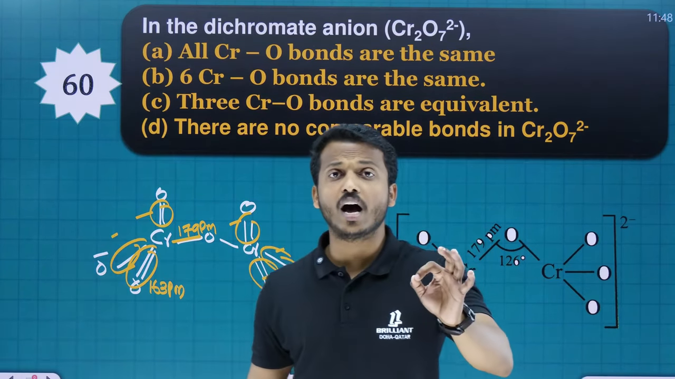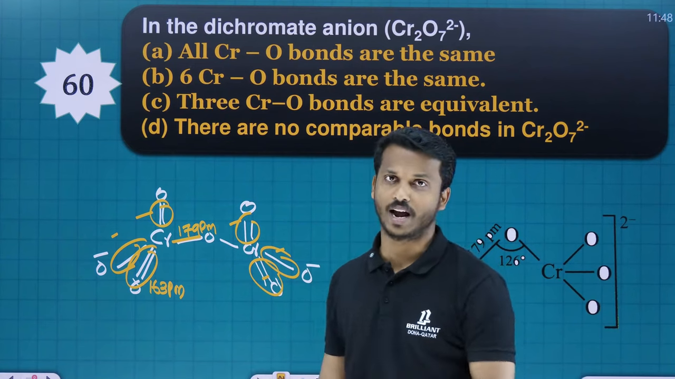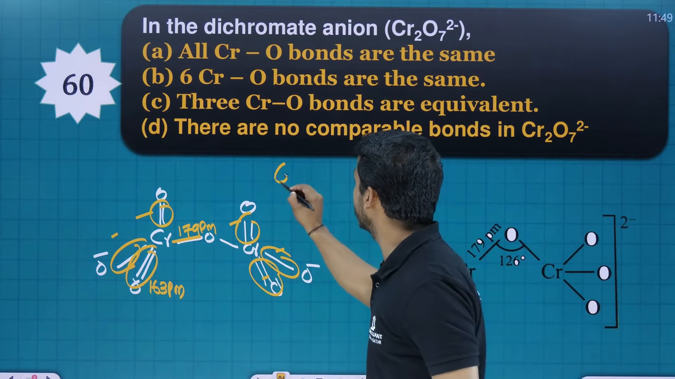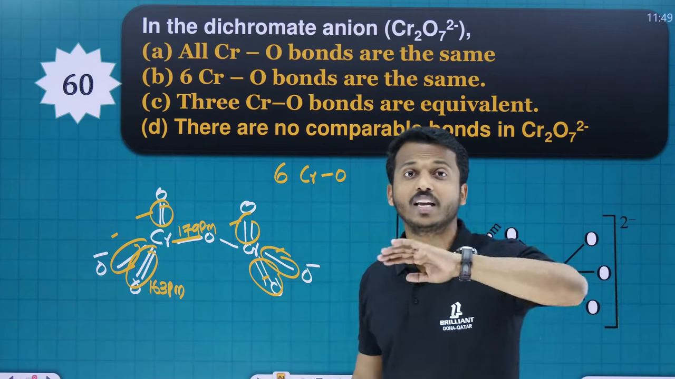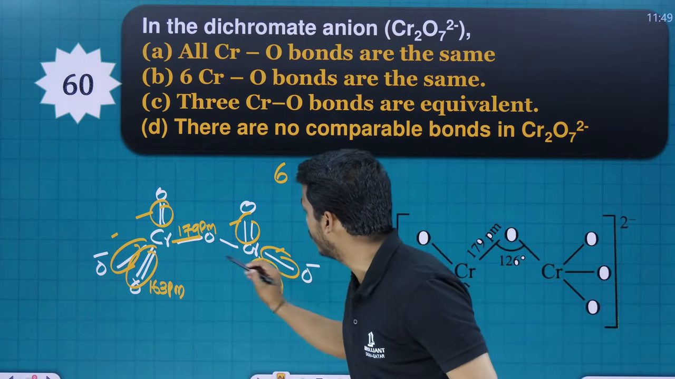So in Cr2O7 2 minus dichromate ion, 6 Cr-O bonds are equal in length, which are all 1, 2, 3, 4, 5, 6.